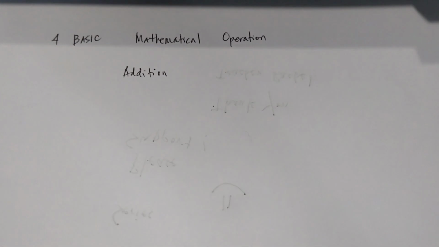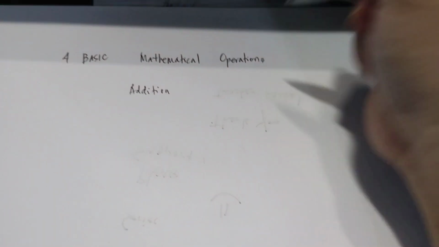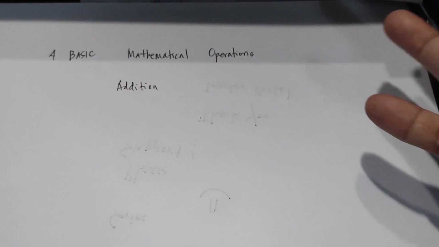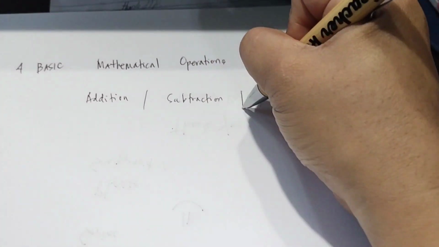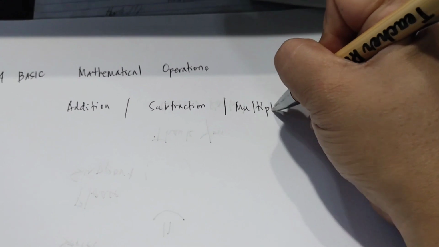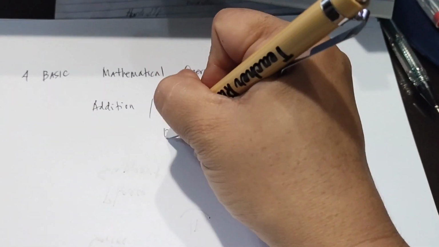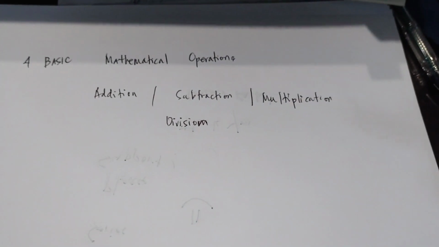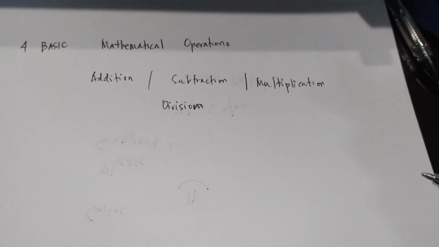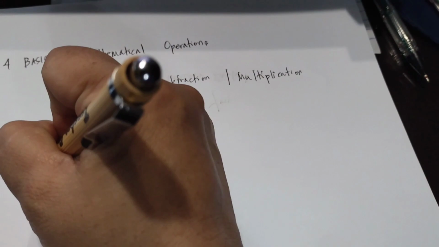So today we're going to learn first the 4 basic mathematical operations. All right. So the 4 basic mathematical operations are addition, subtraction, multiplication, and of course division. All right. Yan. So addition is the process of adding things together, right? And we have the symbol of the plus sign.